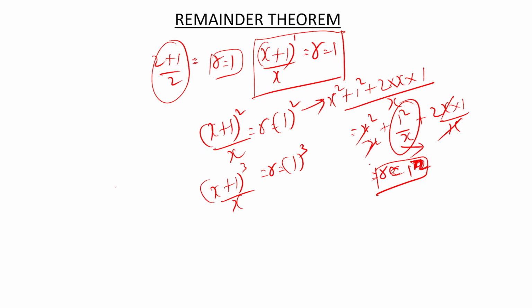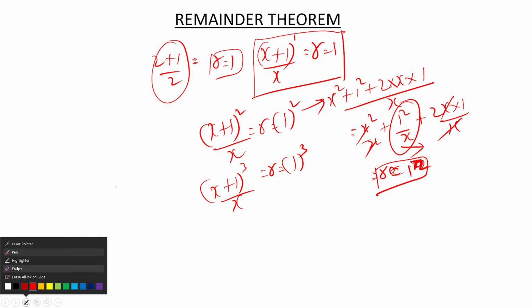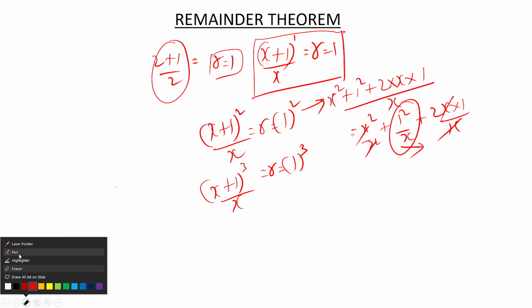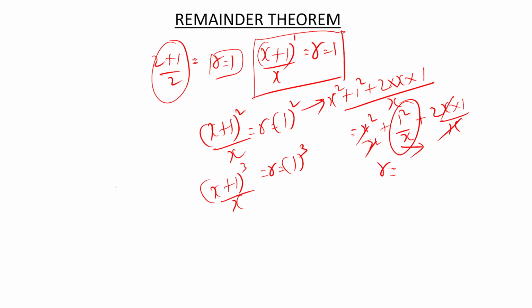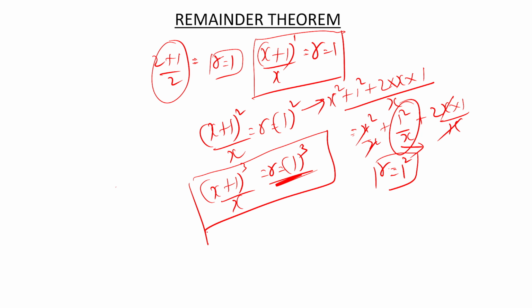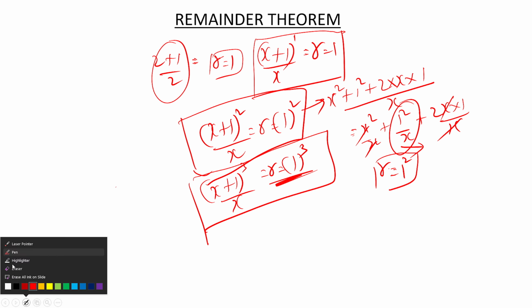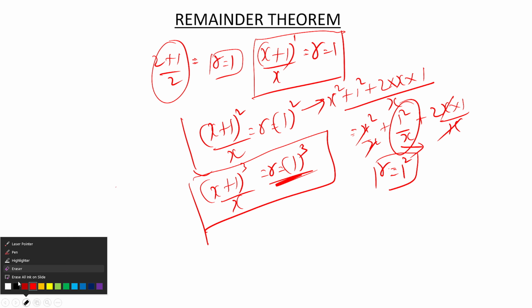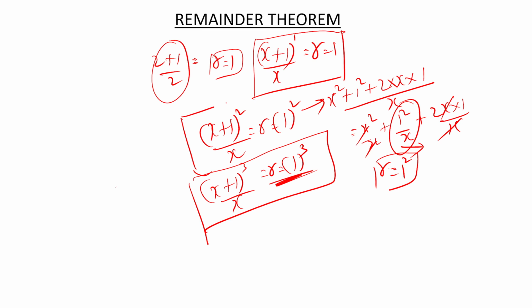I hope you understand. The same goes for all the remainder problems. That's how you do it. The same way, r is equal to 1 square. The same goes here also. These are important formulas. I hope you understand how we got the values here. Let's dive into the problems so that you can understand much more easily.